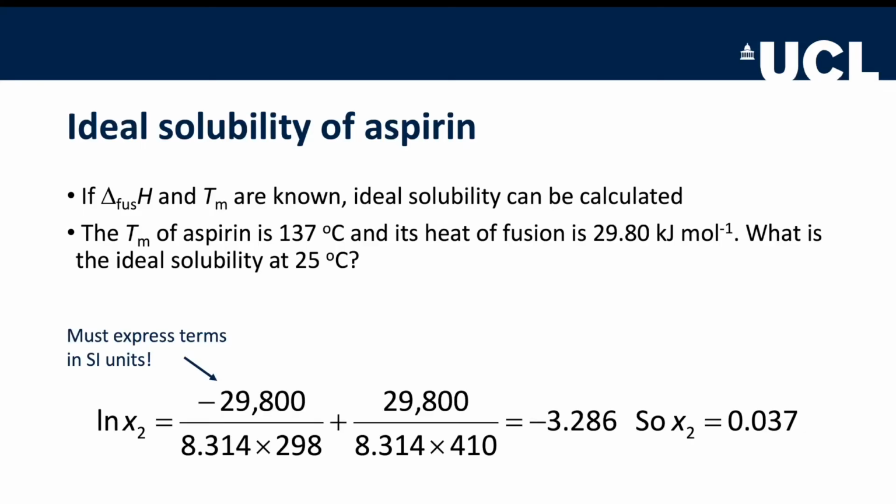Let me give you an example. The melting temperature of aspirin is 137 degrees centigrade, and its enthalpy of fusion is 28.8 kilojoules per mole. What is its ideal solubility? The calculation is shown on the screen. Once we make sure all the units are correct, we find that the mole fraction of aspirin at ideal solubility is 0.037. If you prefer more conventional units, that's 370 grams per litre.